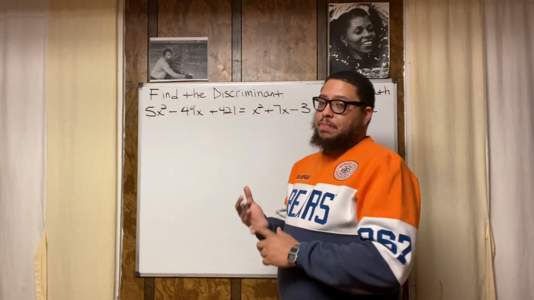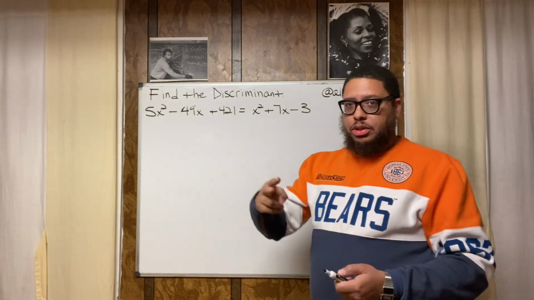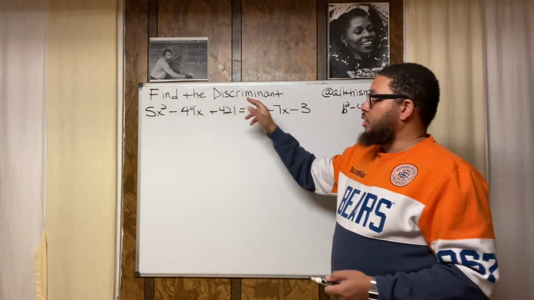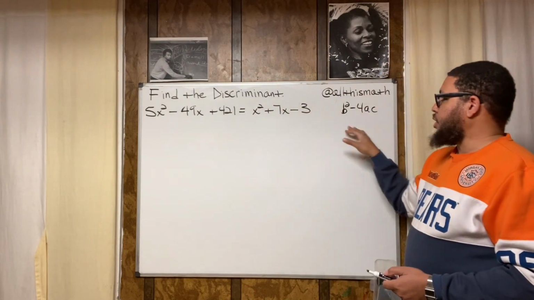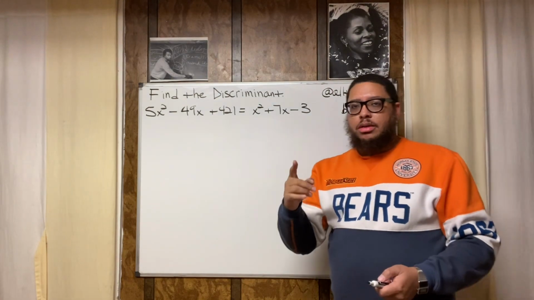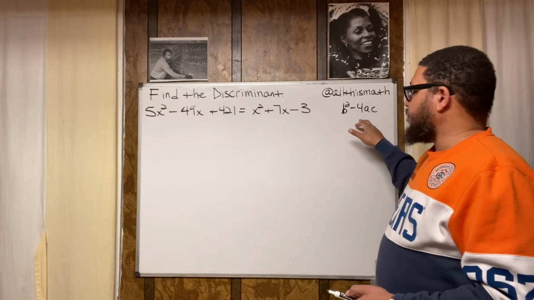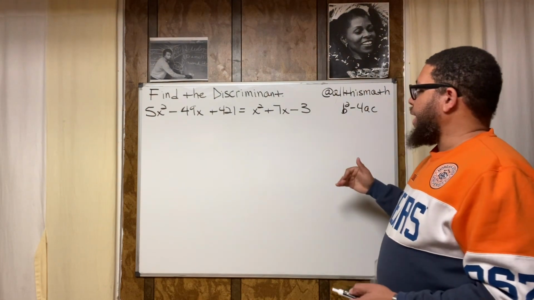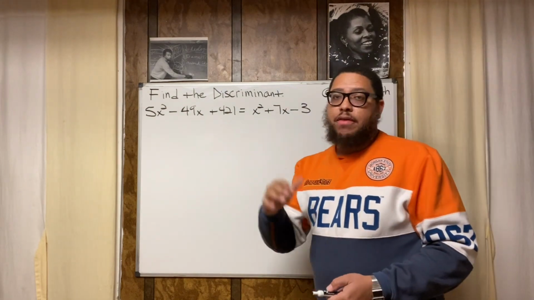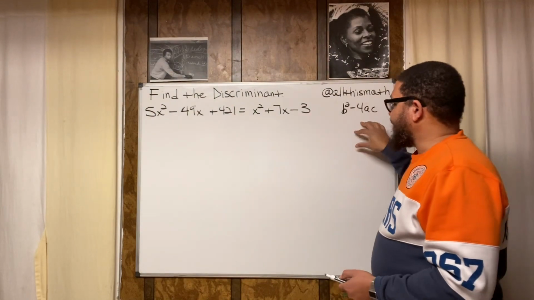So if the discriminant is positive, that means if we solved it, we would end up with 2 real number solutions, or roots, or answers, basically. If the discriminant is 0, then we would have 1 real number solution. If the discriminant is negative, then we would have no real number solutions. We'd have 2 imaginary number solutions. That's what happens when you have a discriminant that's a negative number.